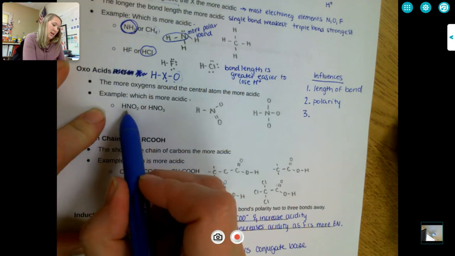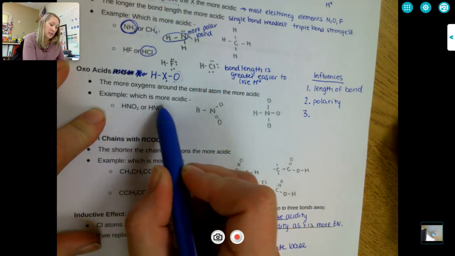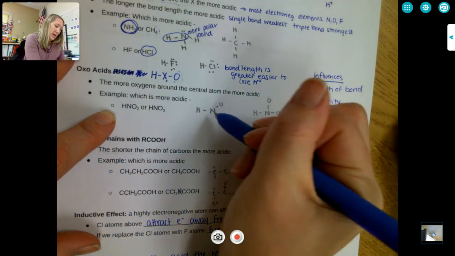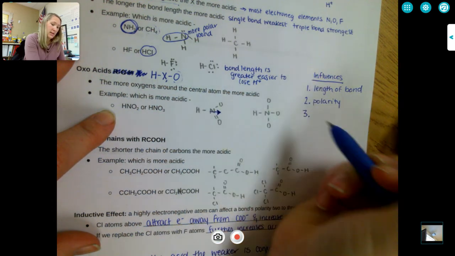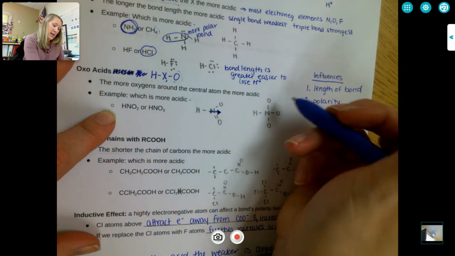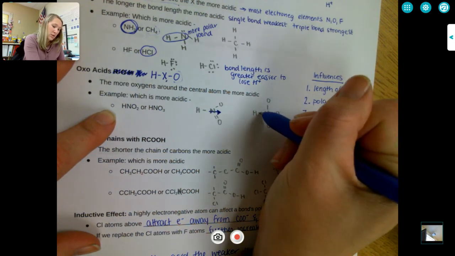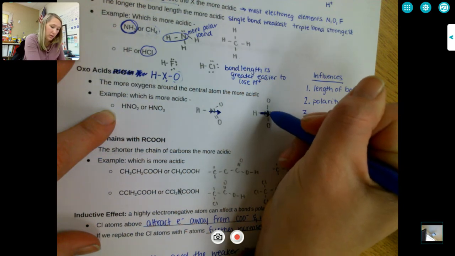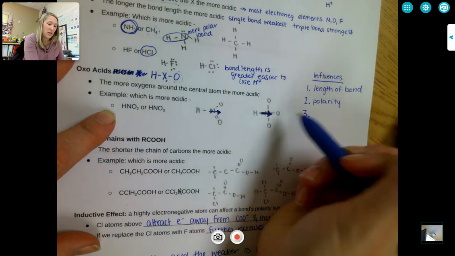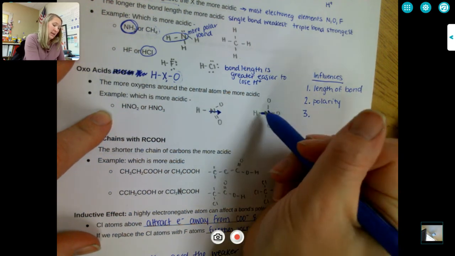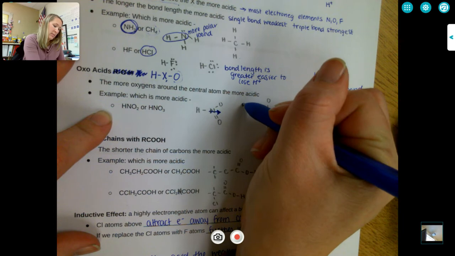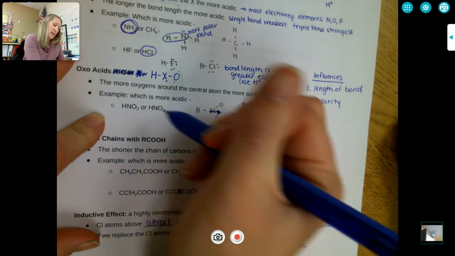So if I'm looking at nitrous acid versus nitric acid, in nitrous acid I have two oxygens that are able to pull my electrons away. But here in nitric acid, I've got three. So I've got a much stronger pull of electronegativity, pulling my electrons away from my hydrogen. Because I'm able to pull and keep these electrons away, my hydrogen is much more easily able to dissociate and pop off and just be an ion in solution.